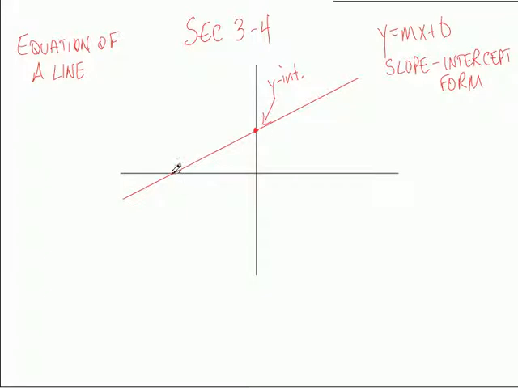Now, there's also an x-intercept as well. But in this formula, we don't use the x-intercept, okay? We just use the y-intercept. Everybody okay with that? Now, what letter do we use to represent the y-intercept? Y. You'd think we would, but it's B. Right, it's B.